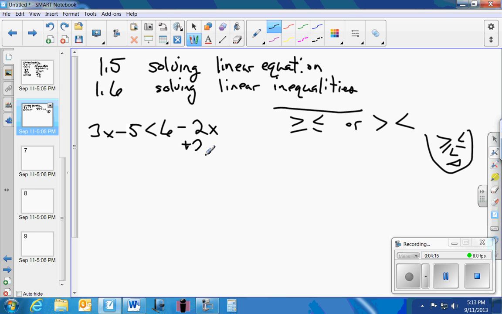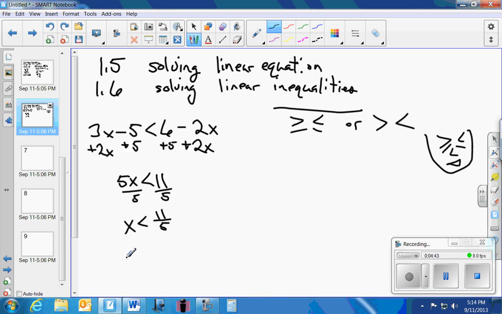So I'm going to add 2x to both sides. And at the same time, I'm going to do it all in one line. I'm going to add 5 to the other side because I just don't like taking up room. So I will have 5x is less than 11. I will then divide by 5. So I have x is less than 11 over 5.